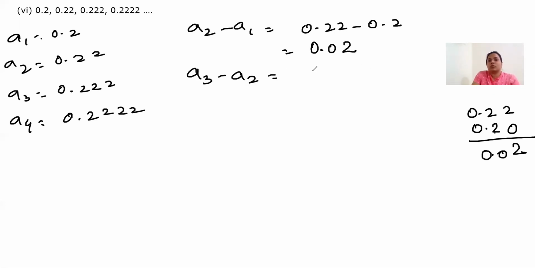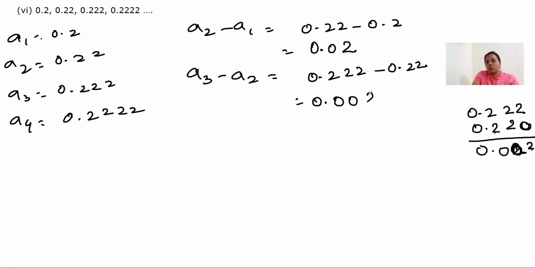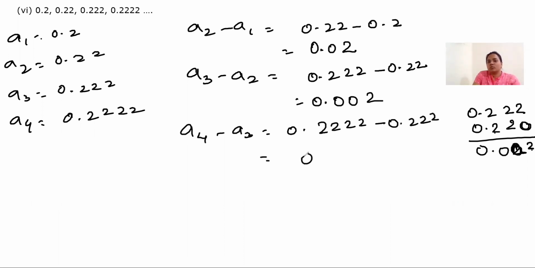A3 minus A2 is equal to 0.222 minus 0.22. I'll add a 0 over here. 2 minus 2 is 0, 2 minus 0 is 2, 2 minus 2 is 0, and 2 minus 2 is 0. This is equal to 0.002. A4 minus A3 is 0.2222 minus 0.222. This will be equal to 0.0002.